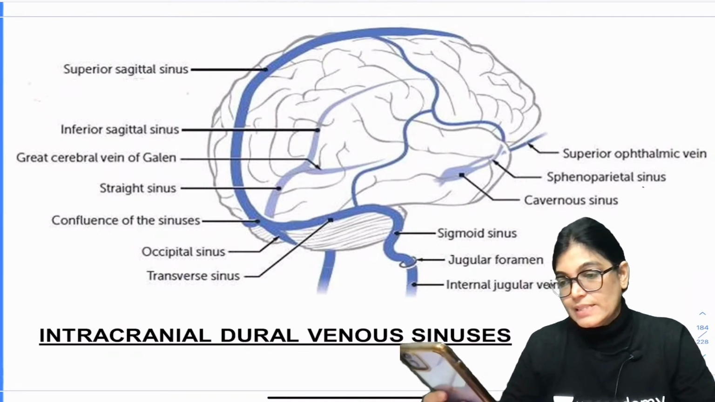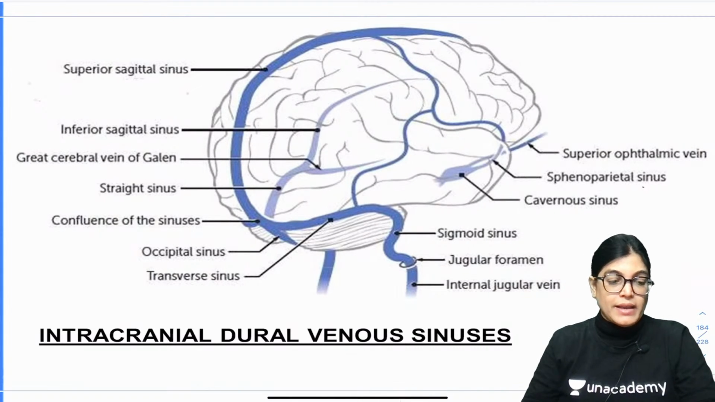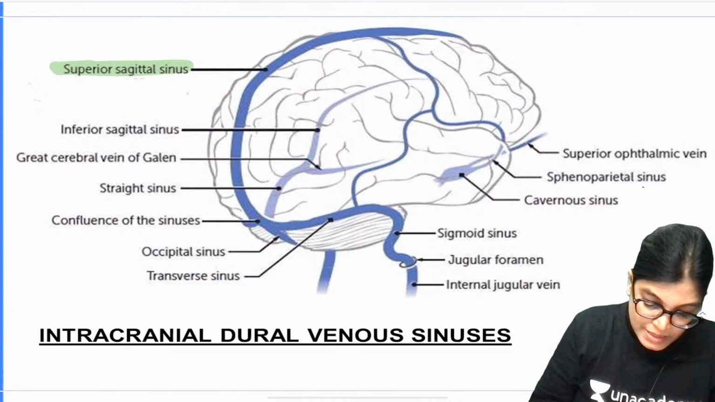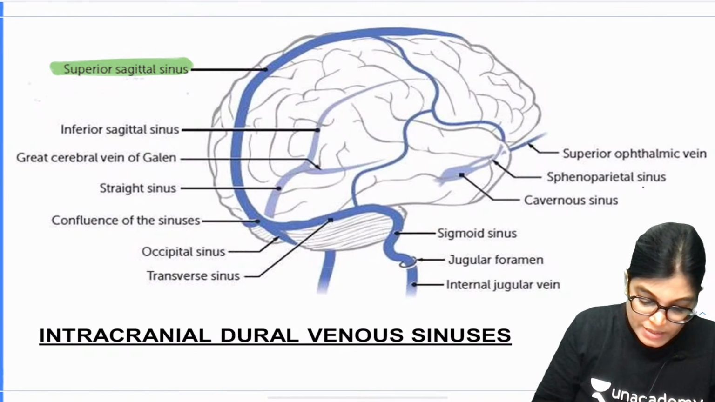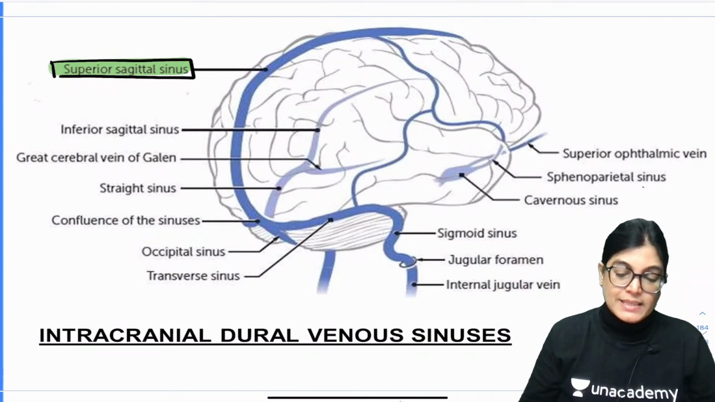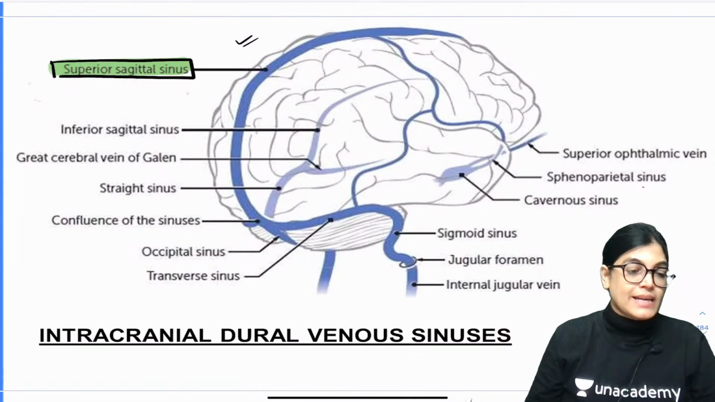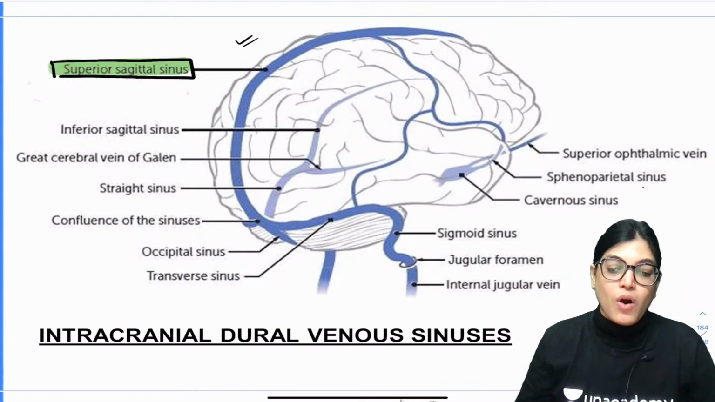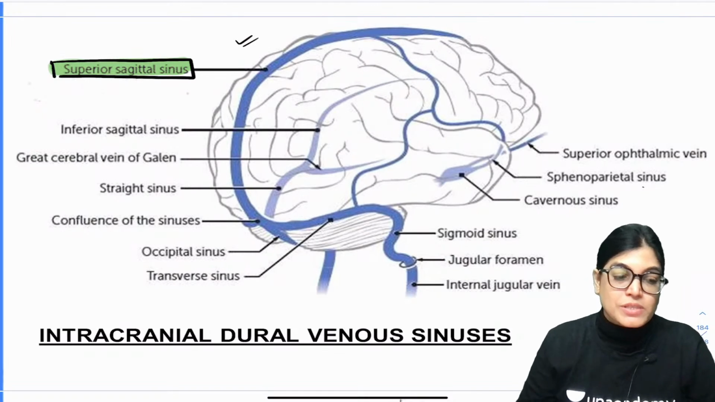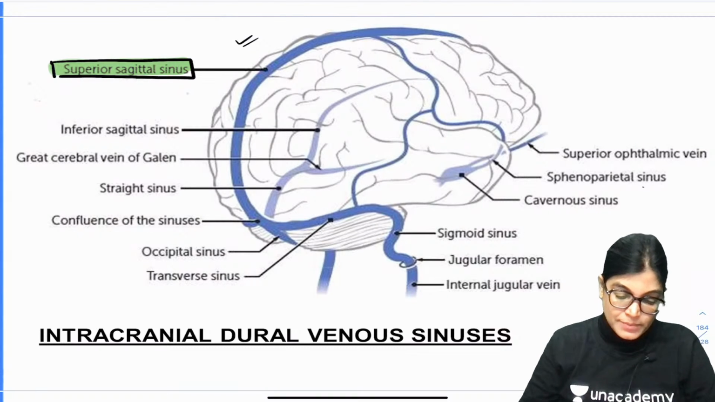Important features of the dural venous sinuses. I want you to know what the confluence of sinuses is. See here, this is the superior sagittal sinus. It is located at the attached border of falx cerebri. What is the extent? It extends anteroposteriorly from foramen cecum to the internal occipital protuberance.